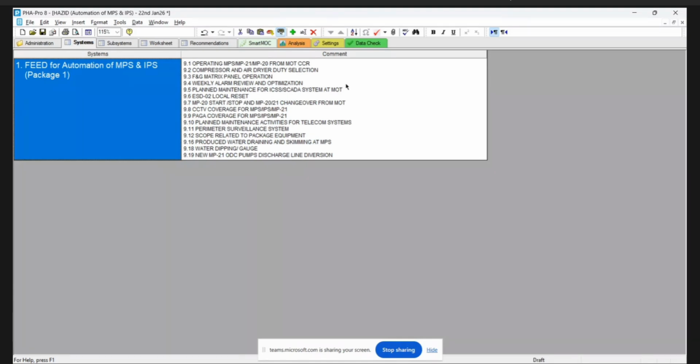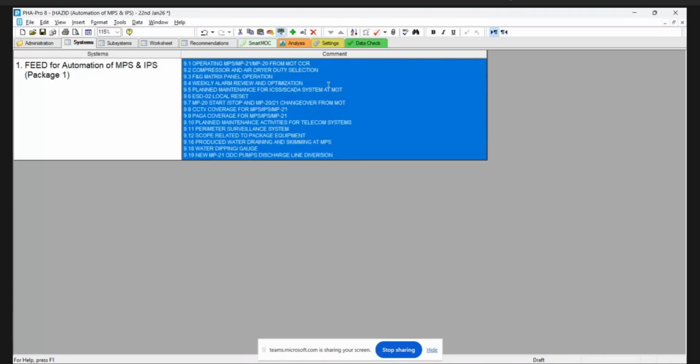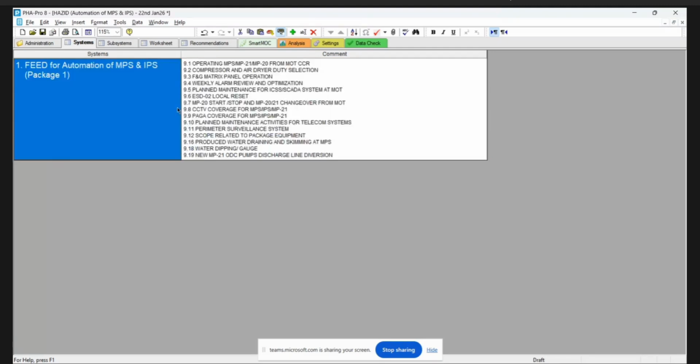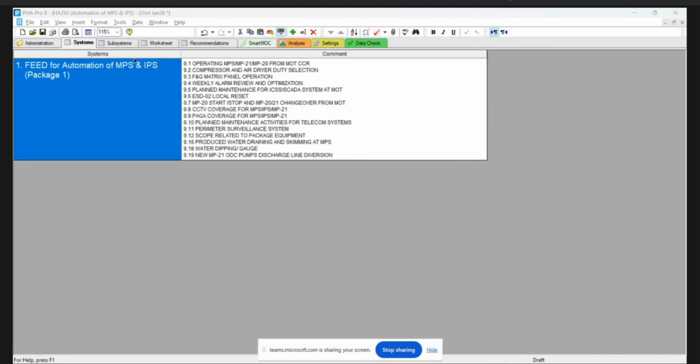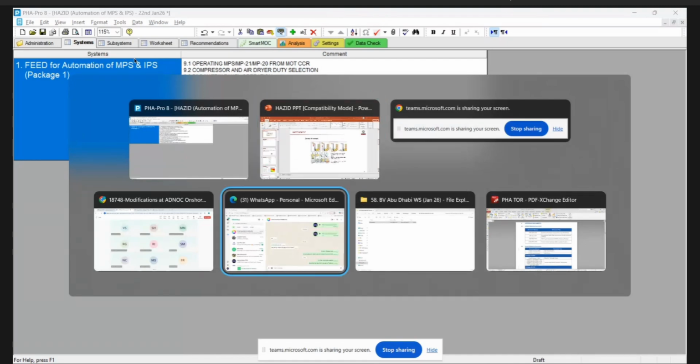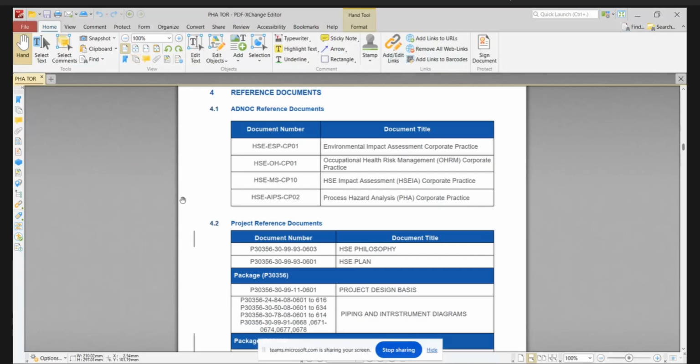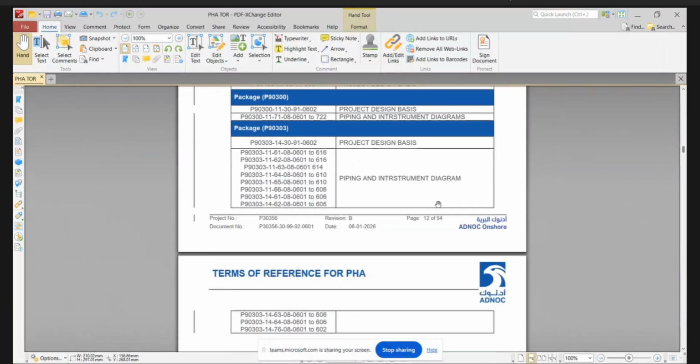What I have done, I have put all the points which were described by Sudeep here, so that this will come in the report. This is for package 1. And I'm very sure each of you have seen the terms of reference. So we are going to follow the terms of reference. We will follow the corporate practices.